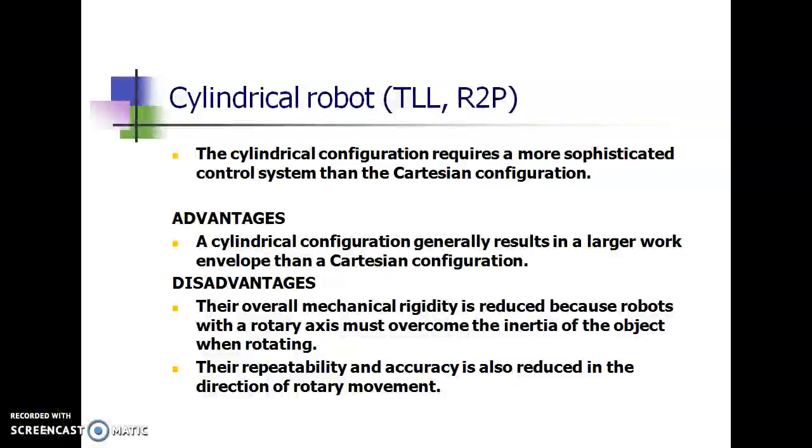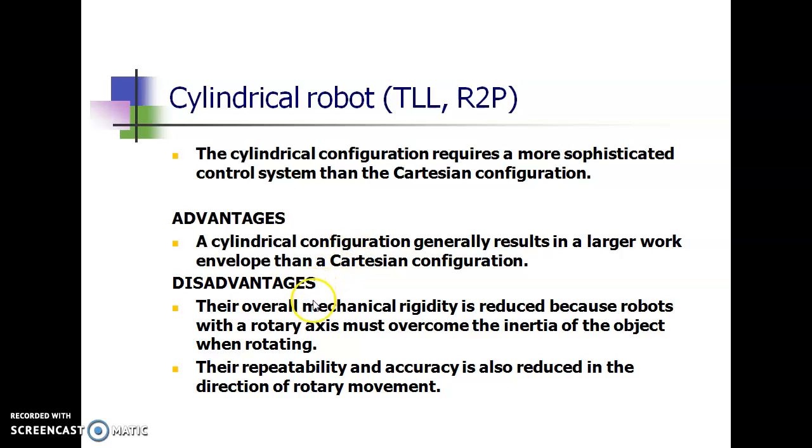Advantages of the cylindrical robot. A cylindrical configuration generally results in a larger work envelope than the Cartesian configuration. So when we compare with the previous one, the Cartesian configuration, the work envelope or work volume is larger in the case of the cylindrical robot.